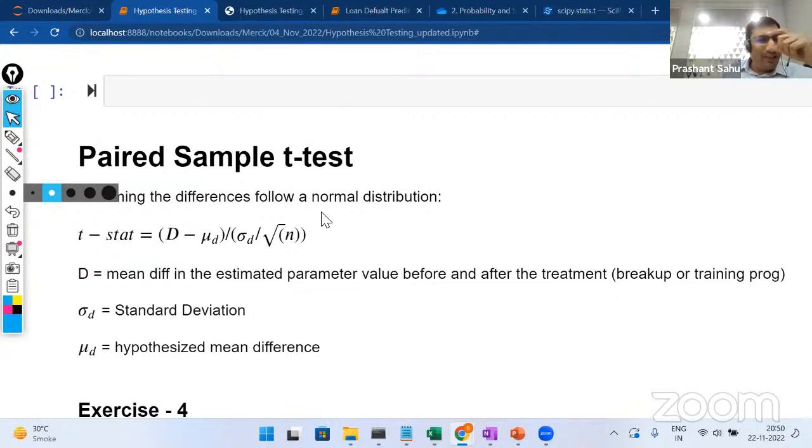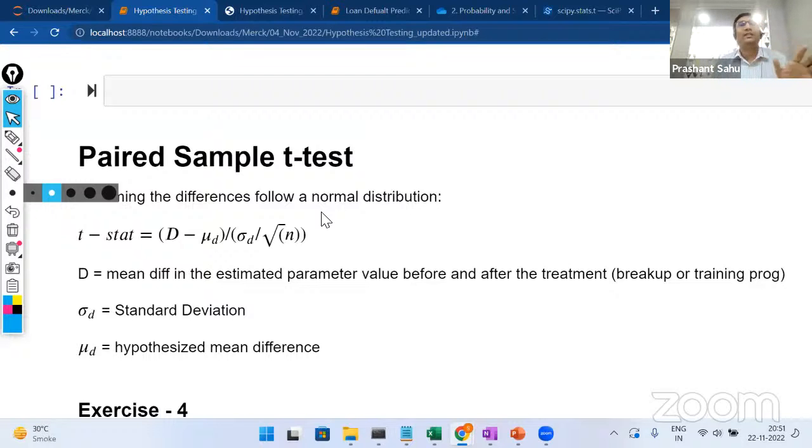Listen to me very carefully now: is this increase of 5 marks statistically significant to make such a claim? Is this increase of 5 marks statistically significant to make a claim about the success of the training program? Am I making sense now?